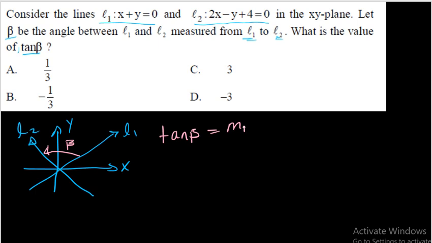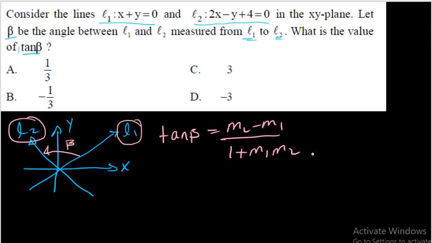The formula is m2 minus m1, the whole over 1 plus m1 times m2. What's m2 and what's m1? m2 means the slope of the second line, and m1 is the slope of the first line. This formula is stated using the angle of inclination and the slope. Every line has an angle of inclination, measured from the positive x-axis in the counterclockwise direction. The tan of the inclination angle and the slope of the line are equal. Using those rules, it can be proved.